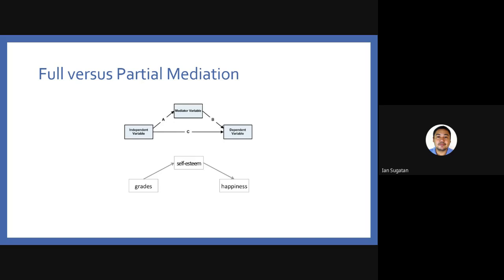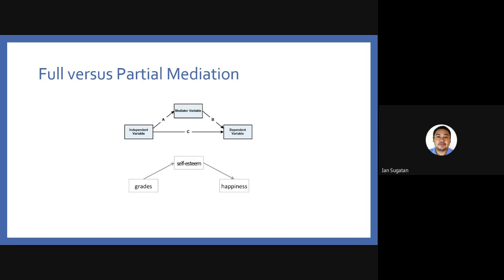Maximum evidence for mediation, also called full mediation, would occur if the inclusion of the mediation variable drops the relationship between the independent variable and dependent variable to zero. Whereas in partial mediation naman, the mediating variable accounts for some, but not all, of the relationship between the independent and the dependent variable.